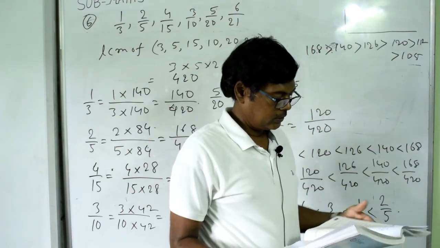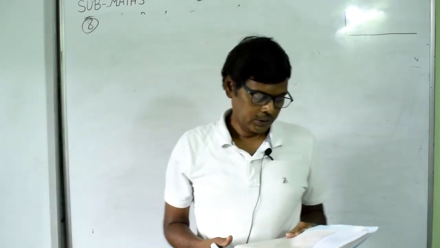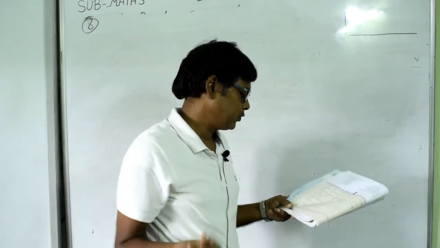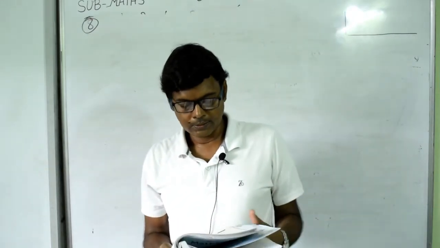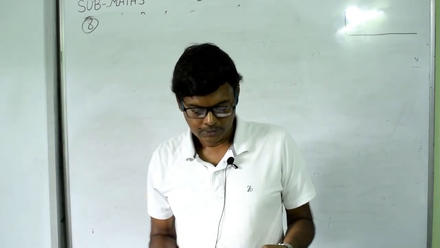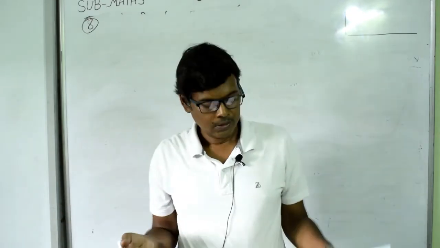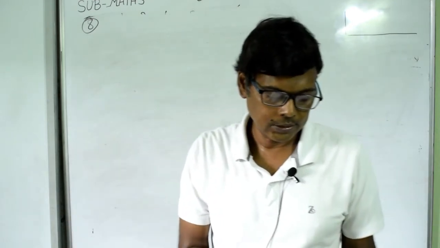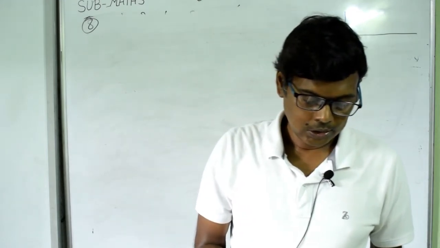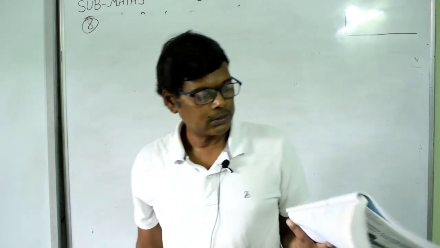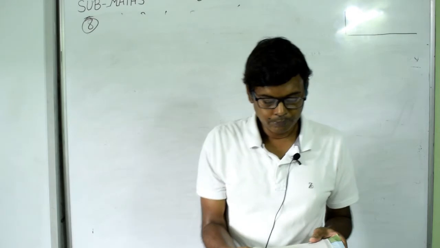Now question number 8. This is a word problem. A builder uses 2 by 5 of the available land for roads and parks. That means there is a big plot of land, and 2 by 5 of the whole land is used for roads and parks. 3 by 8 is used for the community hall, and the rest is for the construction of the apartments. So which of these gets the maximum portion of the land?